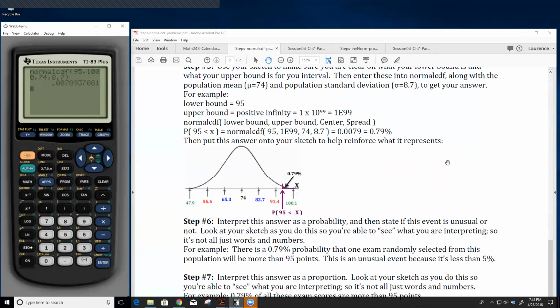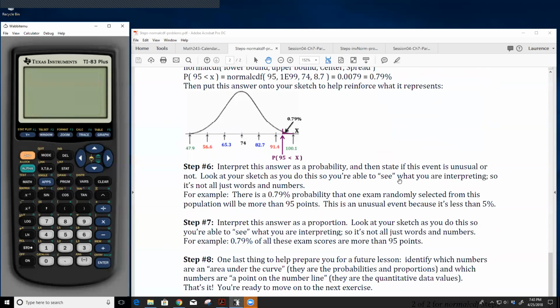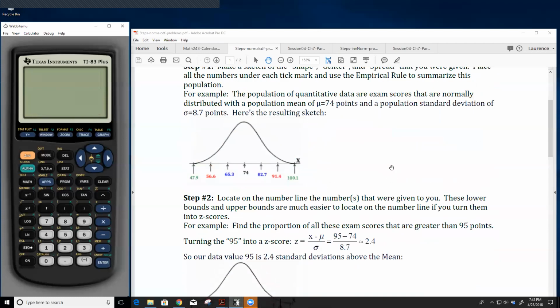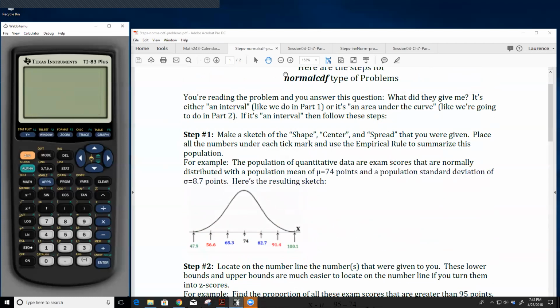Because you'll be super clear on, like when you're given the 95, oh, that's a point on the number line. When you had your answer of 0.79%, you say, oh, that's an area under the curve. And you're super clear about it. But it takes practice to get there. So those are the steps that we're going to do as we do some practice exercises. So let's move on to those.